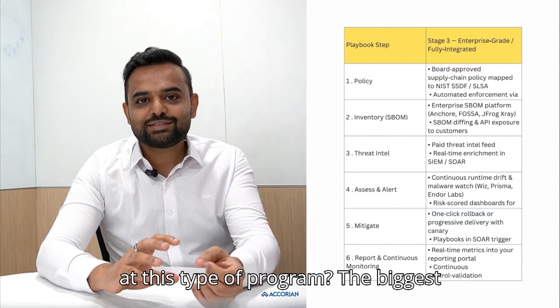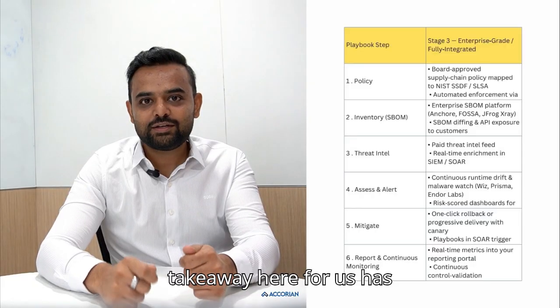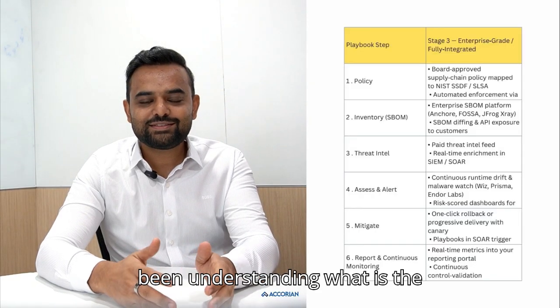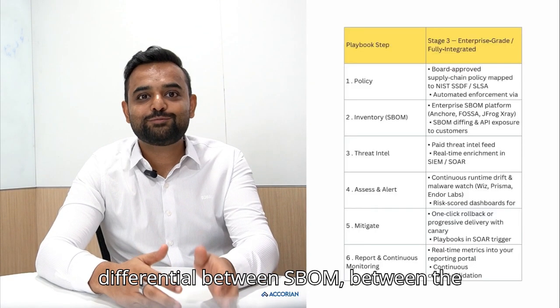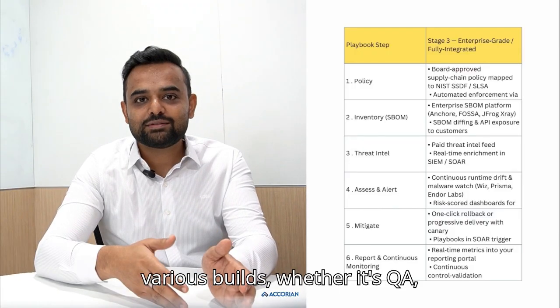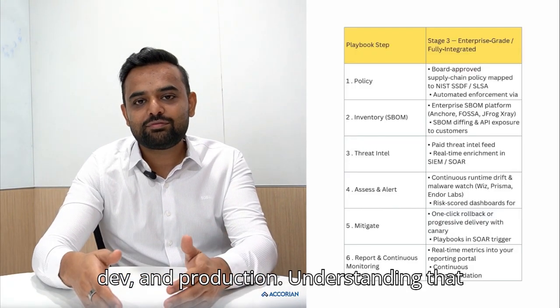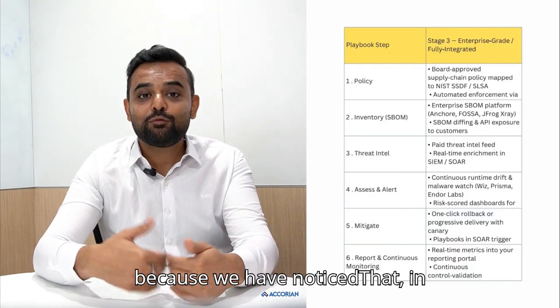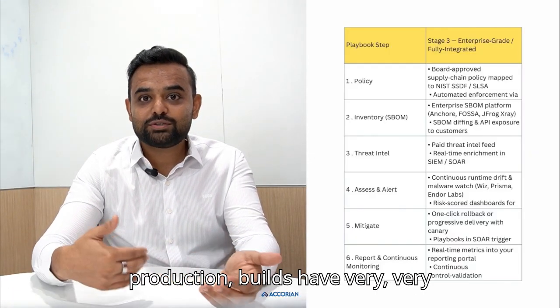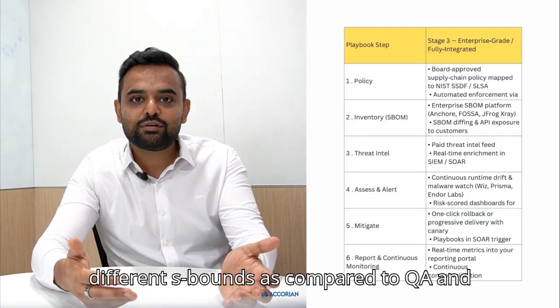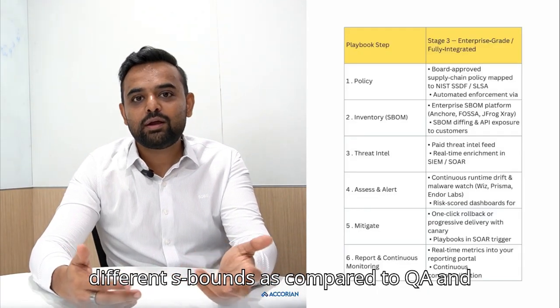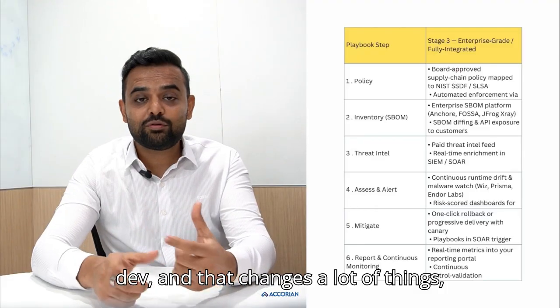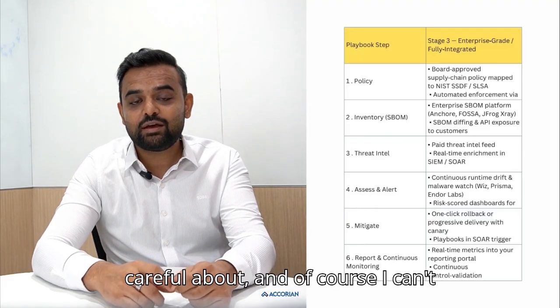The biggest takeaway here for us has been understanding what is the differential between SBOM between the various builds, whether it's QA, dev, and production. Understanding that differential becomes very important because we have noticed that in production builds have very, very different SBOMs as compared to QA and dev, and that changes a lot of things. And this is something that you need to be careful about.